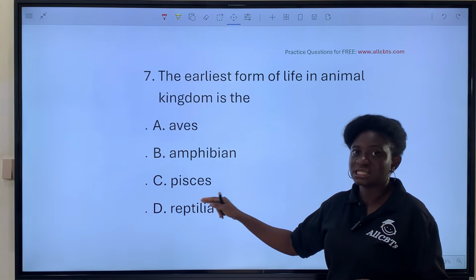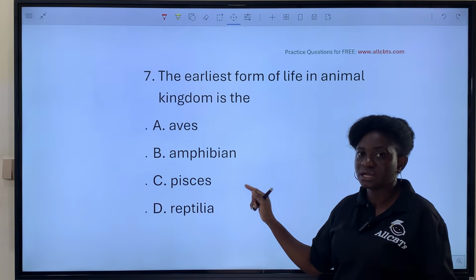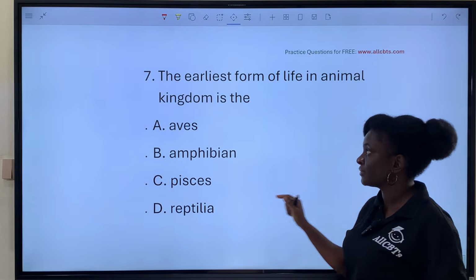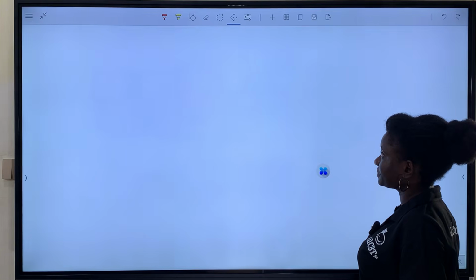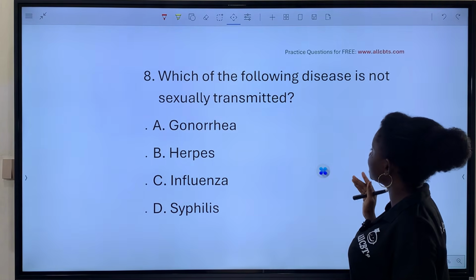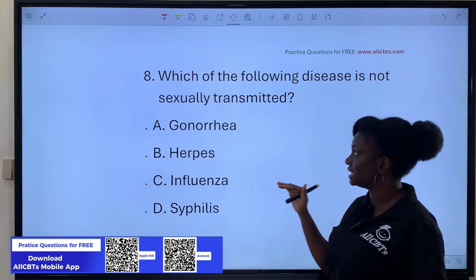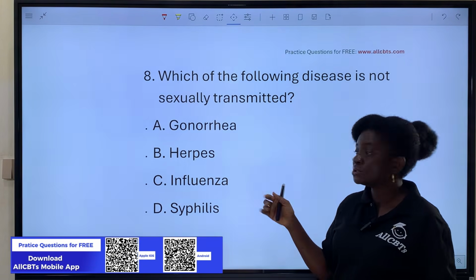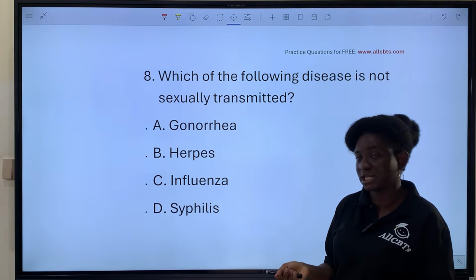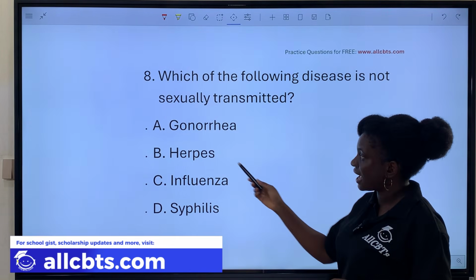Which of the following diseases is not sexually transmitted? Which of these diseases cannot be transmitted through sexual intercourse? So we have A, Gonorrhea, B, Herpes, C, Influenza, D, Syphilis. So the only disease here that cannot be transmitted through sexual intercourse is influenza.